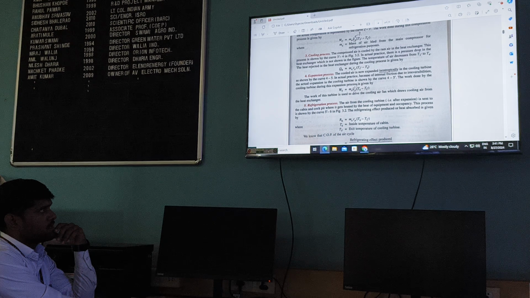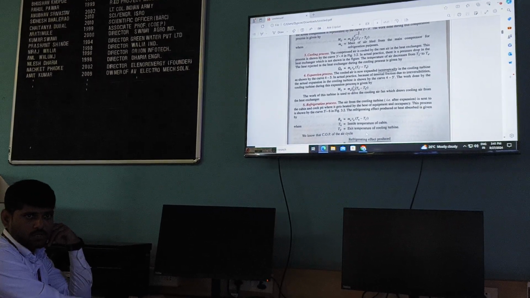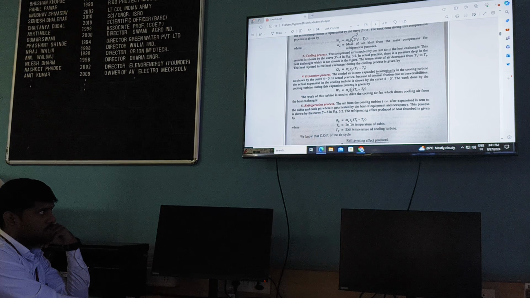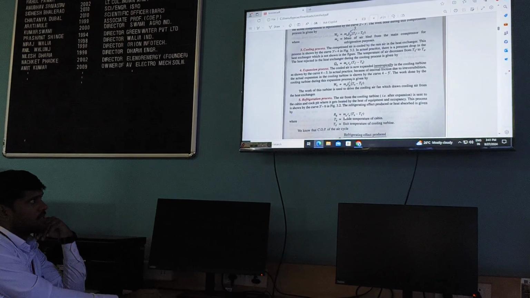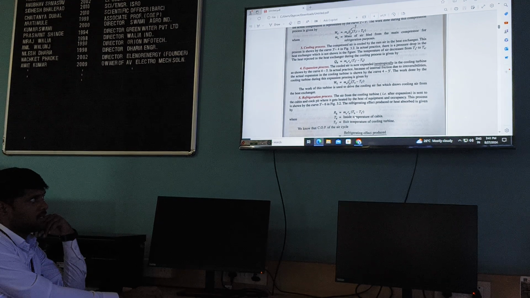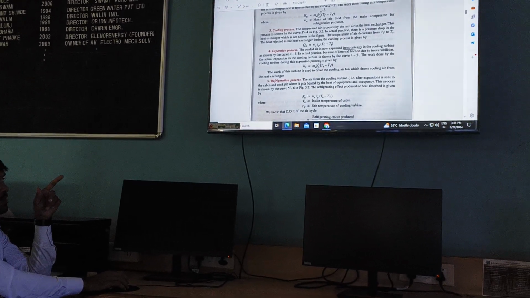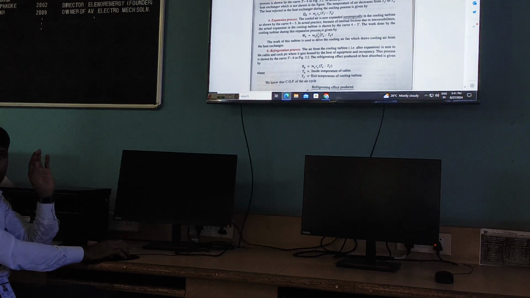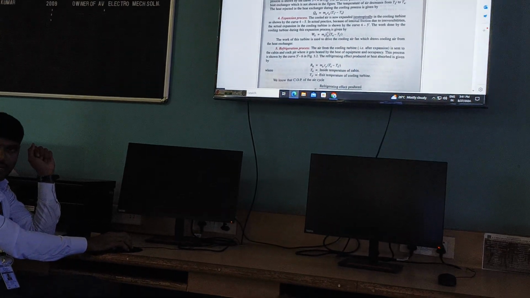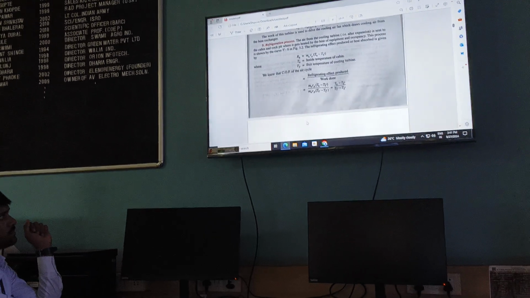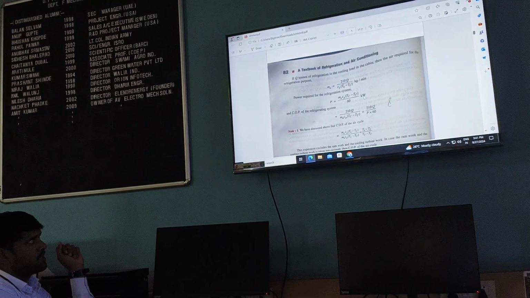Refrigerating effect is m Cp into the temperature difference during the refrigeration process. From this formula only we are calculating the mass. Mass is equal to refrigerating effect divided by Cp into T6 minus T5 dash. Refrigerating effect is what? 210 Q. To get the value in kg per minute, divide by 60.